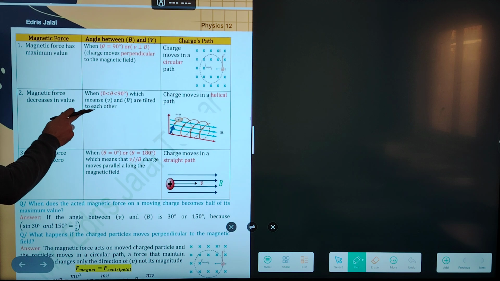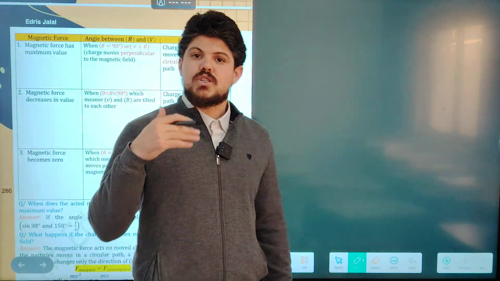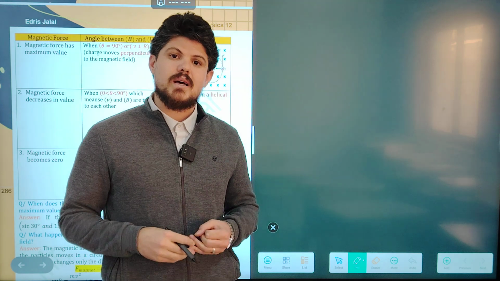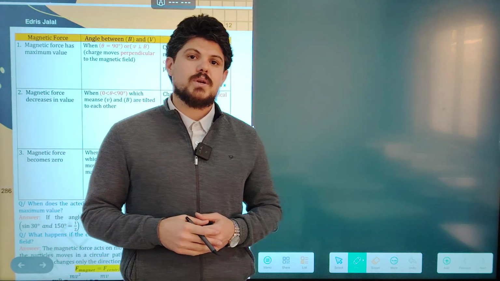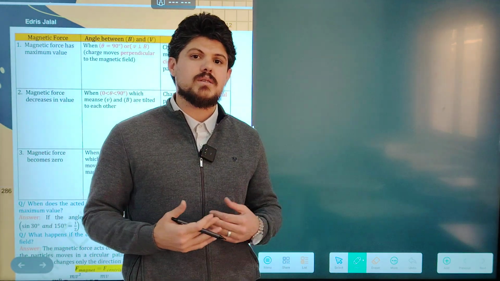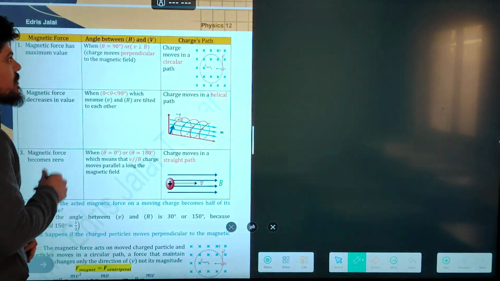We have two charge paths when the charged particle experiences a magnetic force by a magnetic field: circular path and helical path. So when does the charge's path become a circular path, and when does it become a helical path? And when is no force acting on a charged particle? Now I will explain one by one in detail.